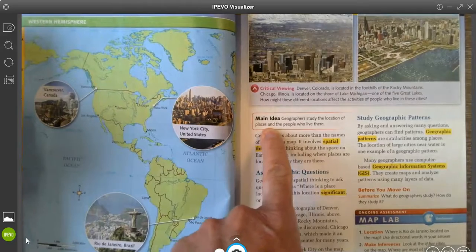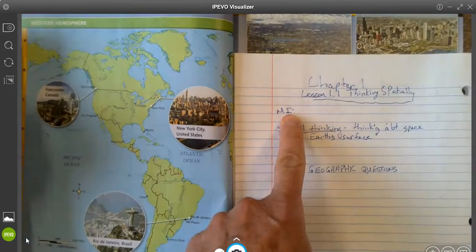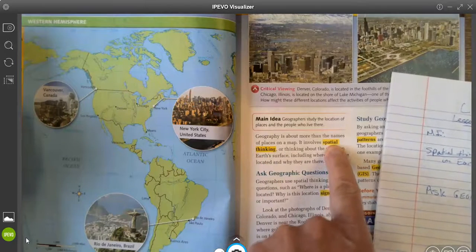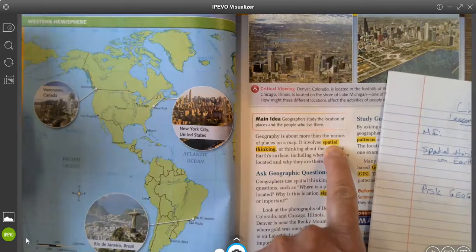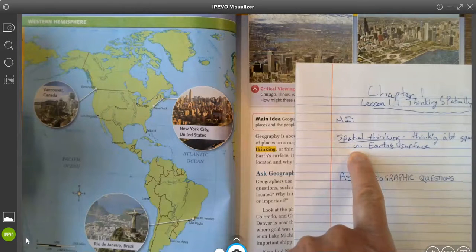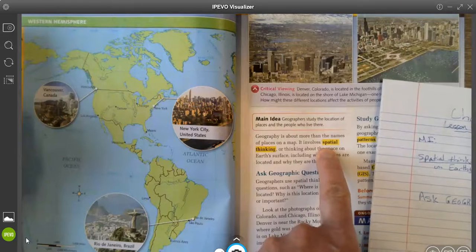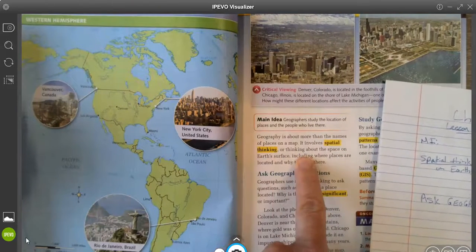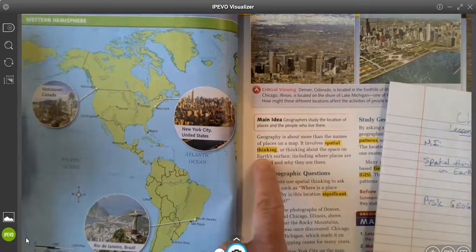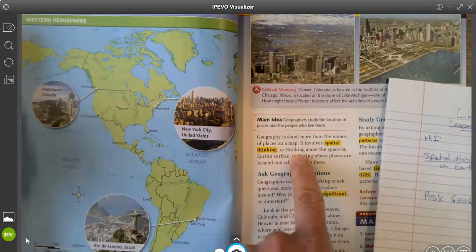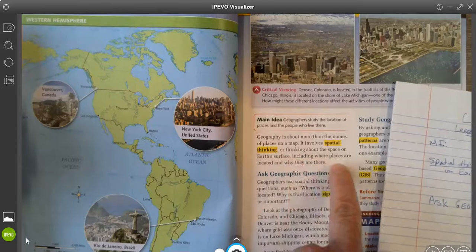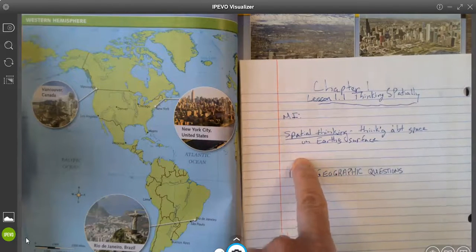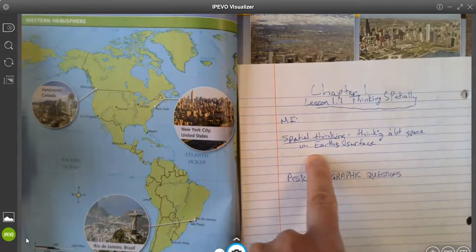I like to write down the main ideas, so I left a space there for my main idea. And then I also make sure to have vocabulary words or terms in my notes so that they're easy to find. And so I have spatial thinking here. That's one of the bolded and highlighted vocabulary terms. And then the definition. In this case, it's spatial thinking. And spatial thinking is thinking about the space on Earth's surface, including where places are located and why they are there. So I just made a little note, thinking about space on Earth's surface.